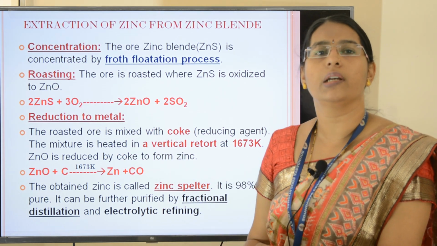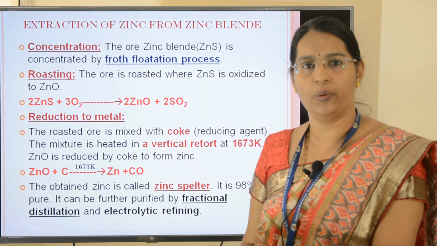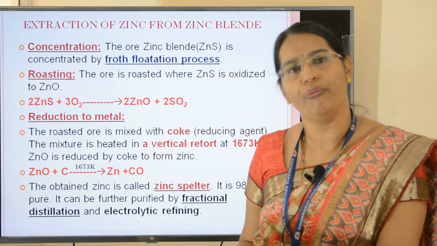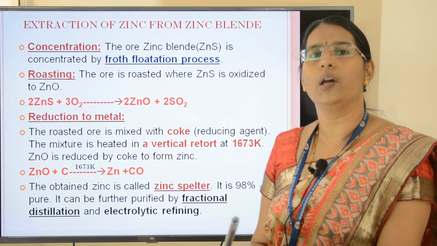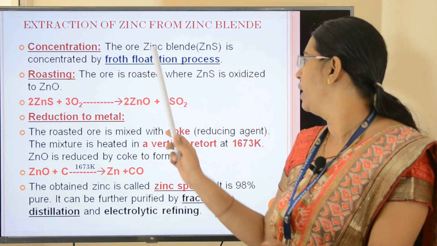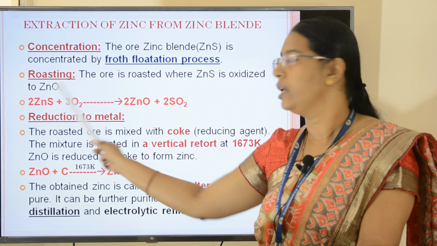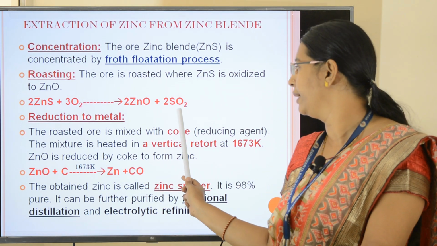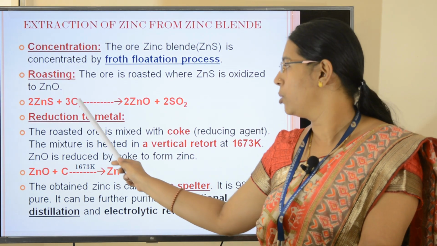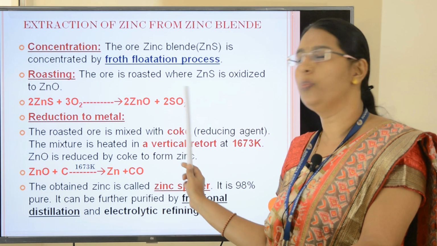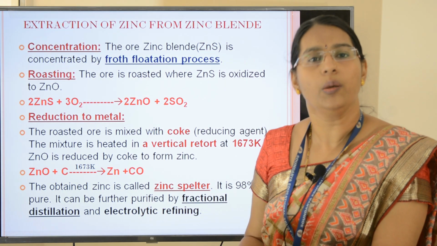The next step is conversion into oxide form. Again, the roasting process is preferred because the ore is a sulfide. When the ore is roasted in the presence of excess air below the melting point of zinc, it is oxidized into zinc oxide. The zinc sulfide is oxidized into zinc oxide and releases sulfur dioxide gas. The reaction is 2ZnS plus 3O2 gives 2ZnO plus 2SO2. This is the reaction taking place in the roasting process.